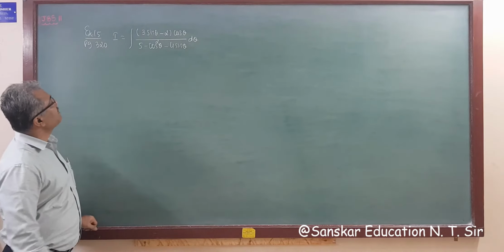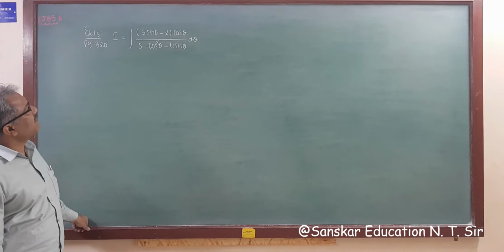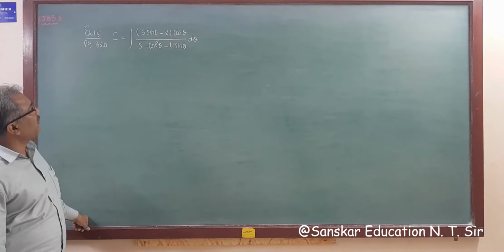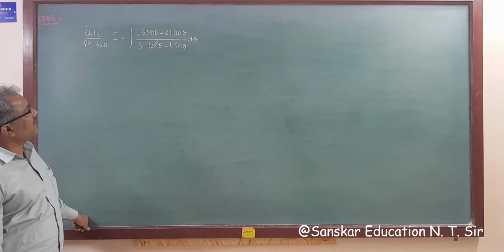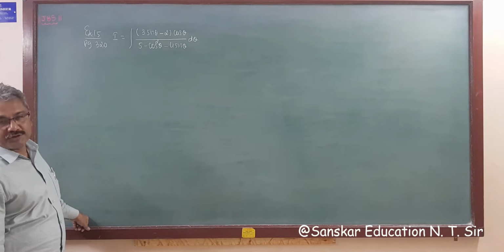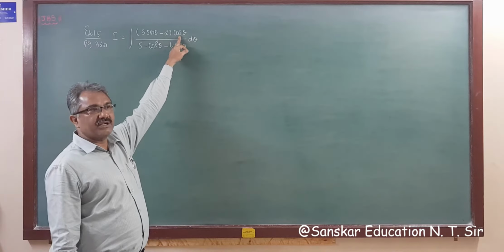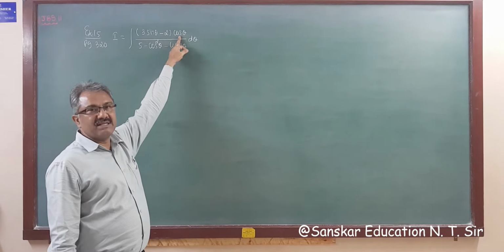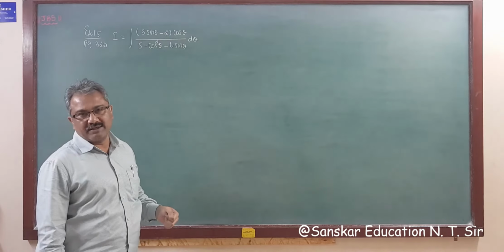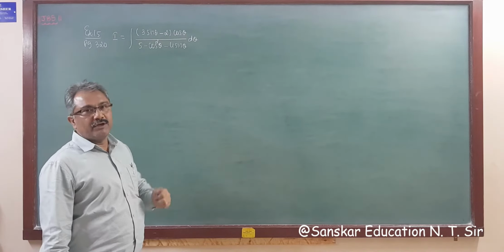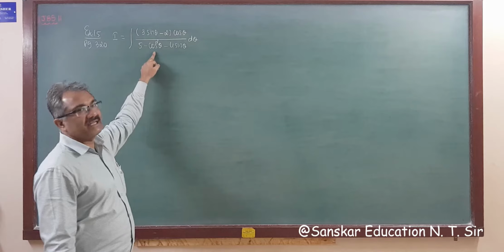Example number 15, page 320. I is equal to the integration of (3 sin theta minus 2) times cos theta, whole upon 5 cos square theta minus 4 sin theta, d theta. We don't know what to do, but there is one hint: cos theta is there. It means we have to assume sin theta in the denominator. In the denominator, this is sin theta, but this is not sin theta.